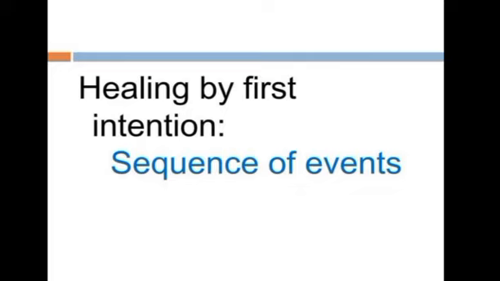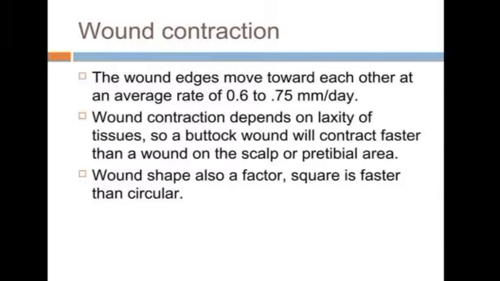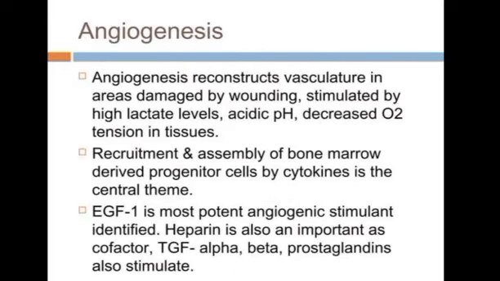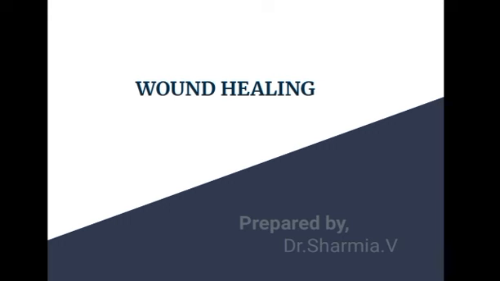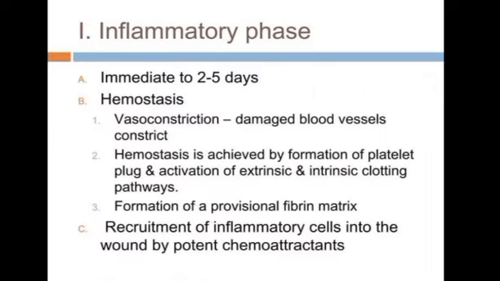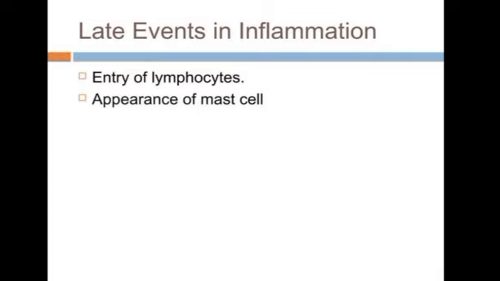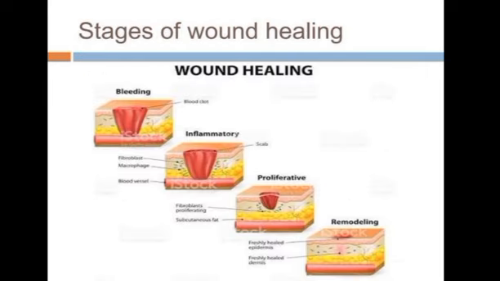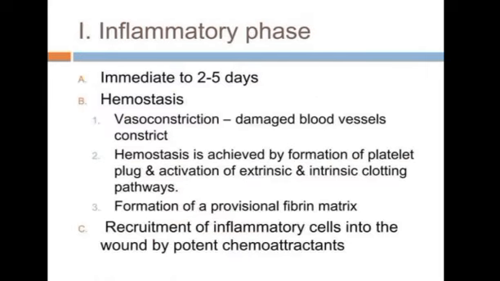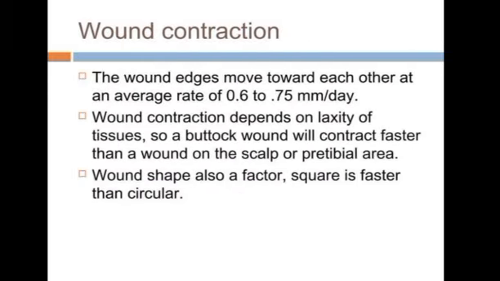First, we have learned what is meant by wound healing: replacement of the damaged tissues by healthy tissues. Next, we have seen the stages of wound healing. There are three stages: inflammatory phase, proliferative phase, and remodeling.